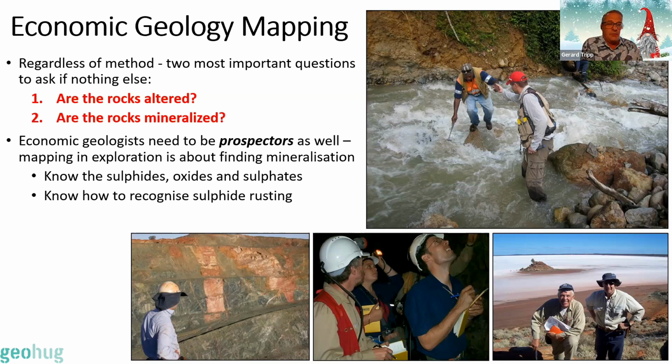So when we go out to do that mapping, we need to act like prospectors as well, which means we want to be able to recognize sulfides, oxides and sulfates, and be able to recognize things like sulfide rusting that tell us about the presence of former sulfides in the rock. And that's important because nearly every mineralization type has sulfur associated with it, so no matter what kind of ore deposit model we're talking about, that's usually what goes with it. And so these become really quite important.